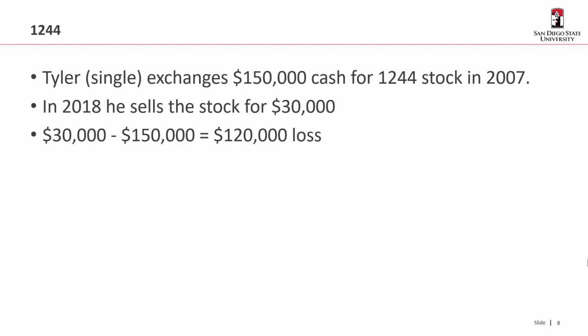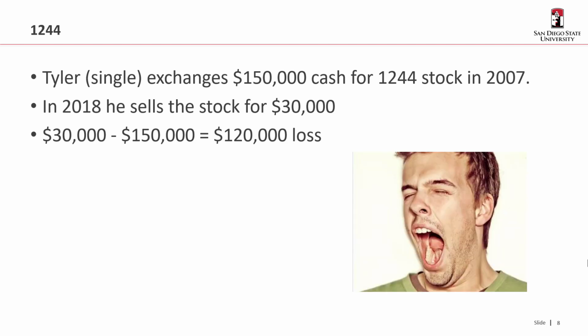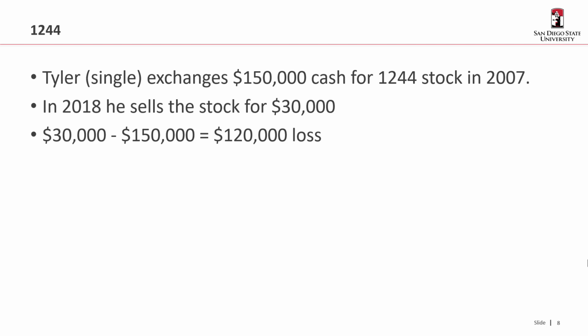So Tyler, who's a single taxpayer, exchanges $150,000 of cash for 1244 stock in 2007. In 2018, he sells that stock for $30,000. As a result, he incurs a $120,000 loss. Because Tyler's single, he would get to treat $50,000 of that loss as ordinary, therefore it wouldn't be limited. However, that remaining $70,000 loss is long-term capital and would have to be bled out either $3,000 a year or offset any capital gains that are generated during each subsequent year.